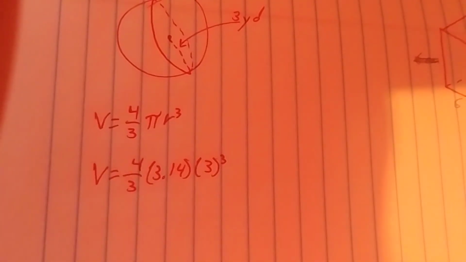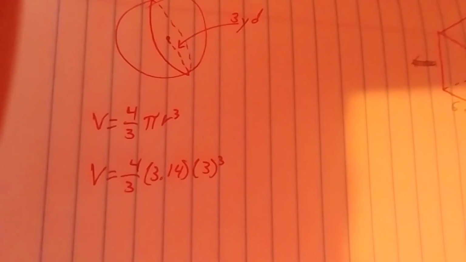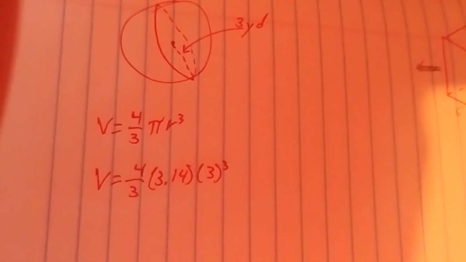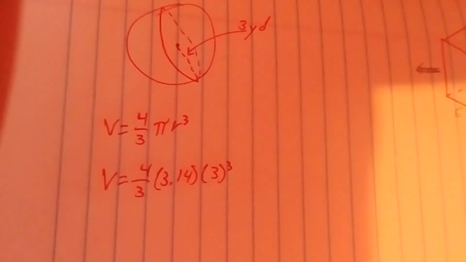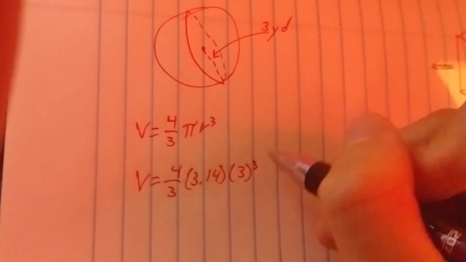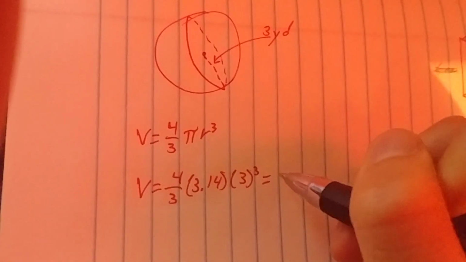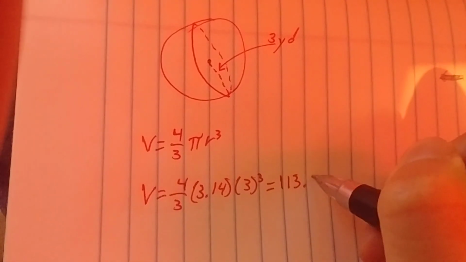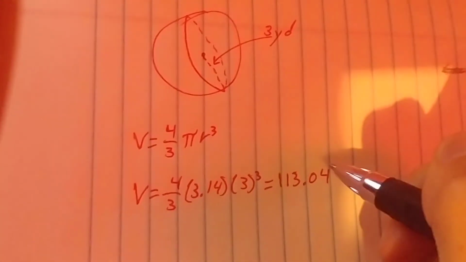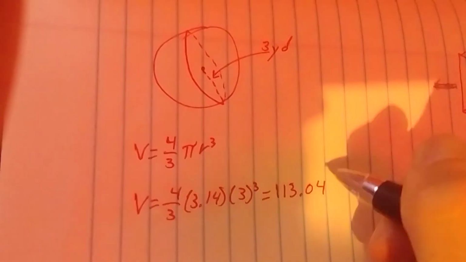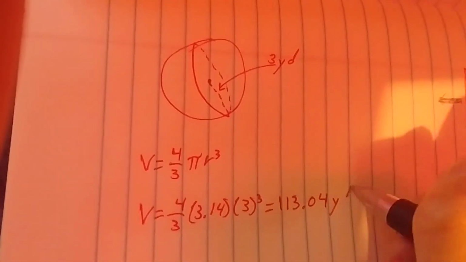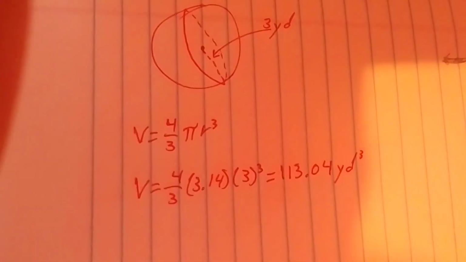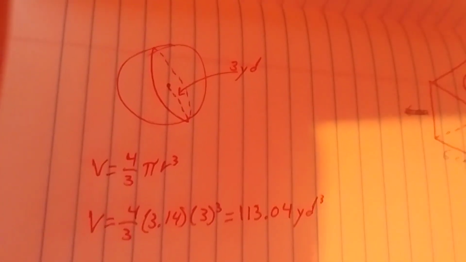And let me see my answer. It's going to be 113. So my volume equals 113.04. We're talking about yards, so it'll be cubic yards. And I'm done. That's the volume of my sphere.